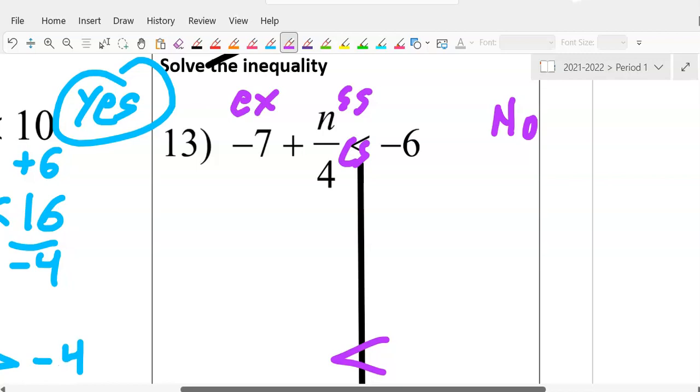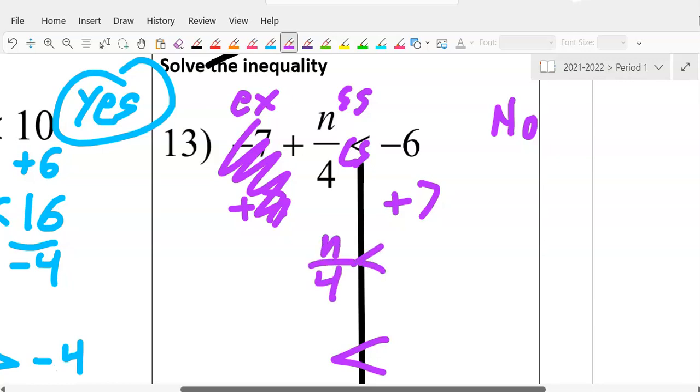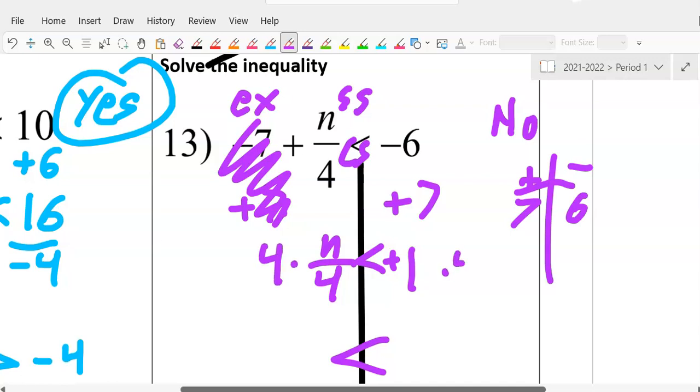Okay, now what? Put positive 7 on each side. Yep, add 7 on both sides. That gets rid of the positive 7. And then you use the scoreboard and put 7 and 6 on each side. So we have n over 4. They're such low numbers, we might not really need the scoreboard. We know the good guys win by 1. Now what? Multiply by 4 on both sides. And since that 4 is positive, we're not going to change our sign.